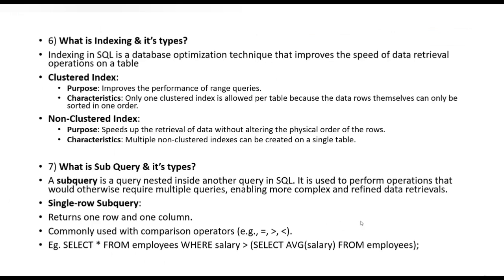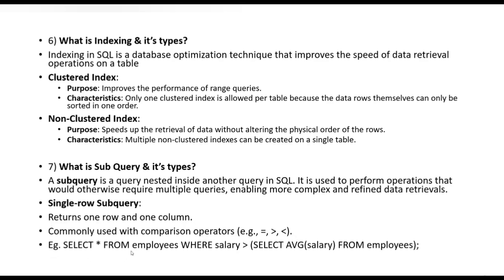For example, if we have to find complex things, in that case we have to use a subquery. And for multiple queries, if any ask is there and we need to write multiple queries, or we have to find calculations, in that case a subquery is used. Again, two types are there. There are many types, but I have only added two here: single row subquery and multiple row subquery. A single row subquery returns one row and one column, commonly used with comparison operators.